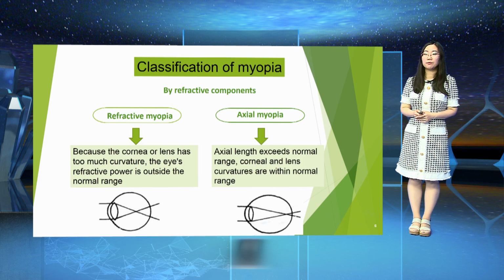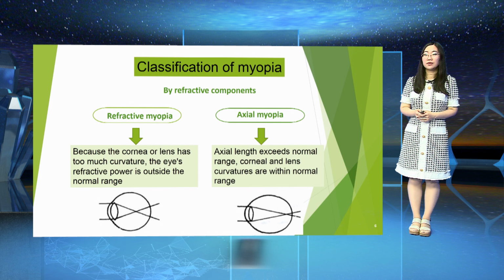Classification of myopia. By refractive components, it is divided into refractive myopia and axial myopia. Refractive myopia. If the refractive elements are more refractive than average, the error is called curvature myopia or refractive myopia. Because the cornea or lens has too much curvature, the eye's refractive power is outside the normal range.